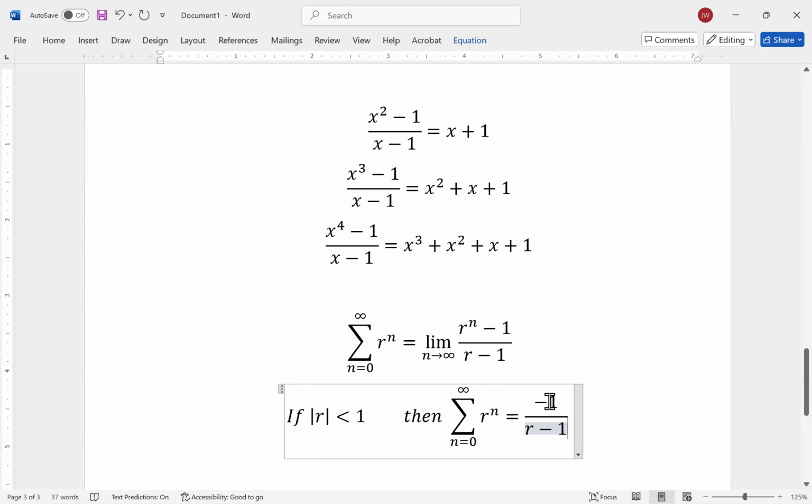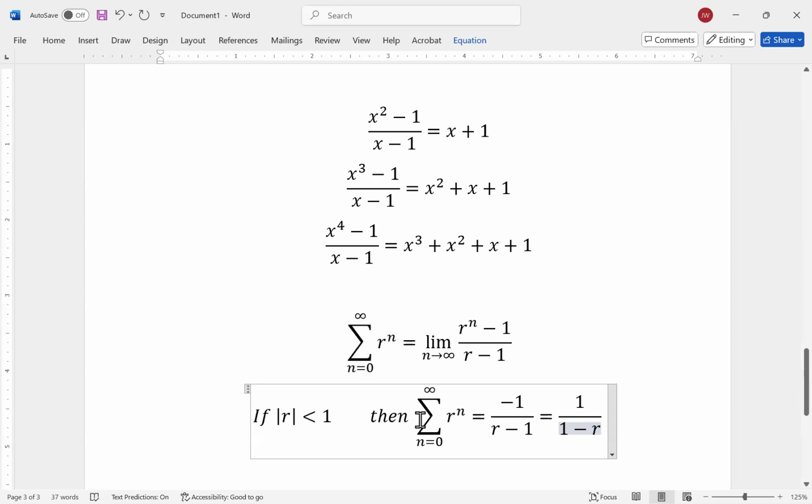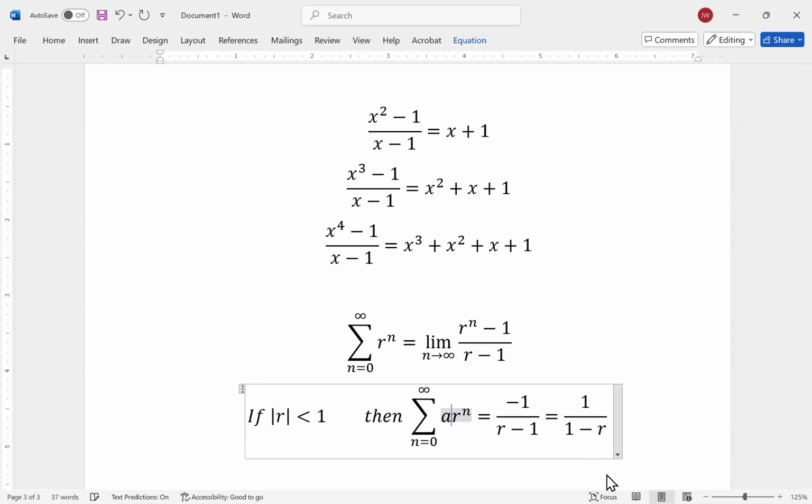Now, if I want to make this a positive 1 on top, I can multiply times negative on bottom, negative on top. That is going to be 1 over 1 minus r. And then if I multiply the whole thing by a coefficient of a, then just a gets multiplied on the top. So if I multiply by a coefficient of a, then I just get that or that.